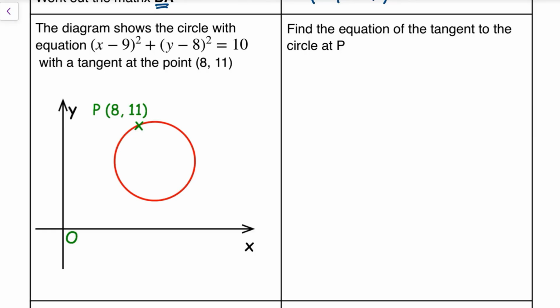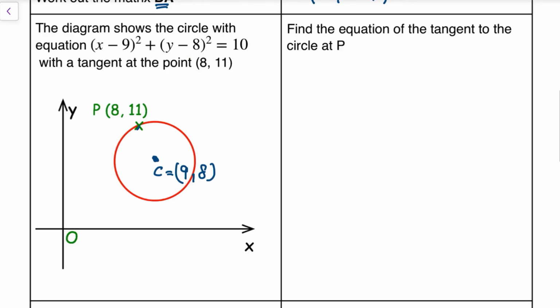Next question, what do we have? The diagram shows a circle with the equation as given, with a tangent at the point. What is the equation of the tangent? It's a good question. This is similar to GCSE, except now my centre is not the origin, so I need to do everything shifted over by a bit. The first thing I need is the centre, which is 9, 8. I've got that from the negative of this number and the negative of this number here.